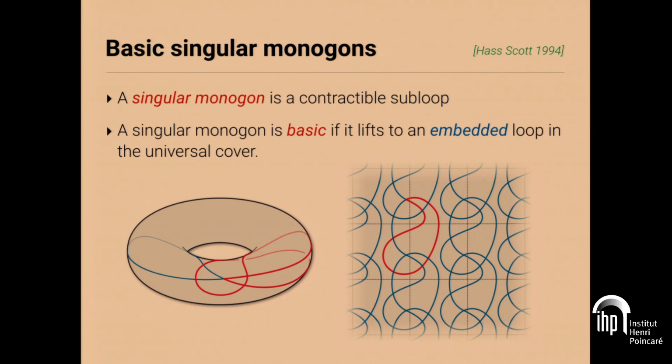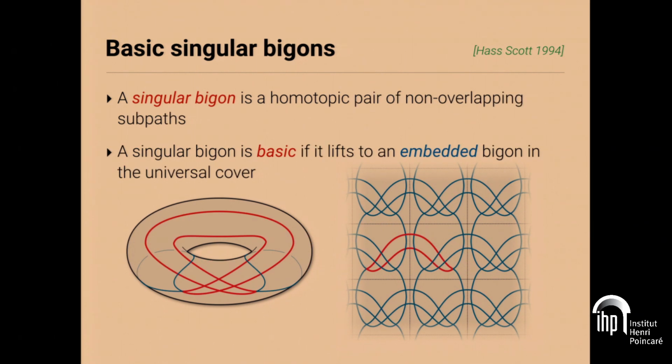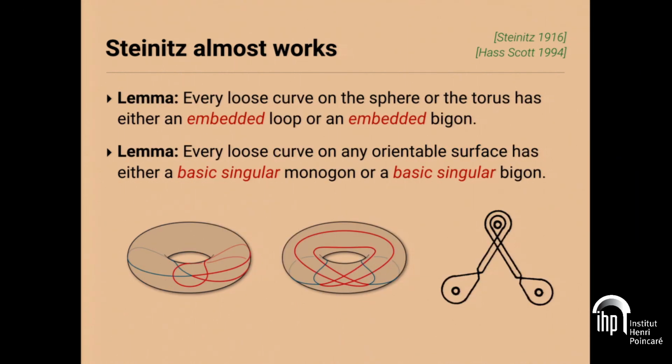So a singular monogon is just a contractible loop in the curve. And close reading of Peter and Joel's paper shows that you can actually consider what we now call a basic singular bigon, which is this red loop. If I lift it up to the universal cover, it's actually simple. It's actually embedded. Okay. Similarly, a singular bigon is a pair of homotopic subpaths that come from disjoint arcs on the circle. And a singular bigon is basic if, when you lift to the universal cover, it really looks like a bigon.